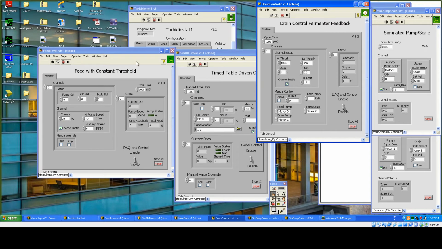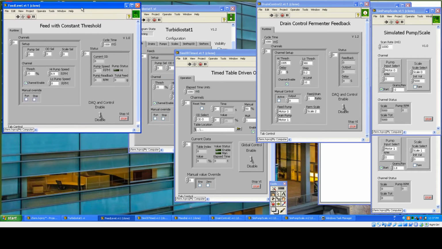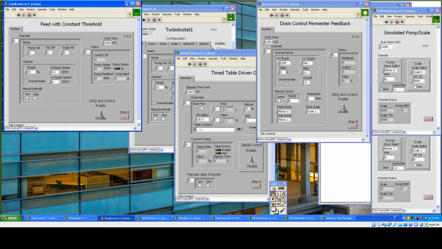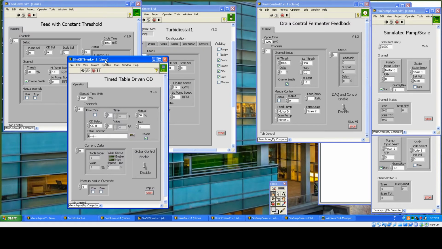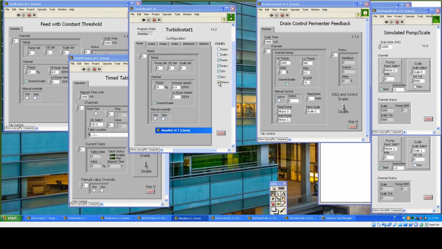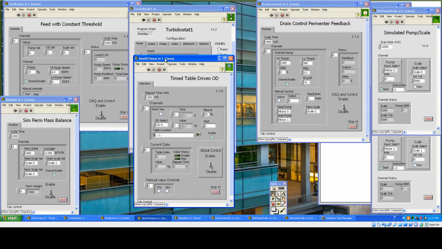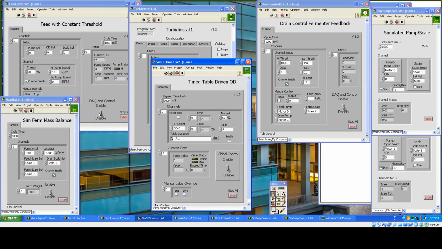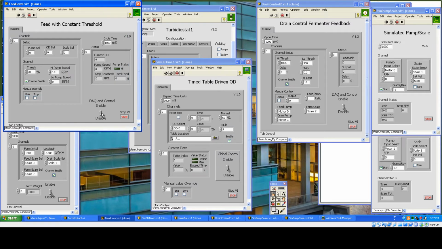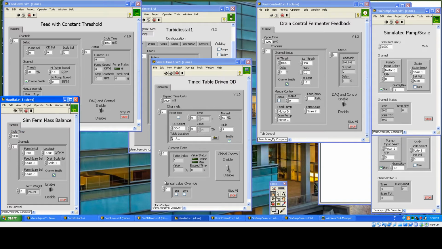Let's put our drain over here, our feed over here. I have to find my simulated fermenter. There he is. Put him there. Now let's start turning all these on. Turn on feed. There you go. Turn on drain. Turn on fermenter simulation.